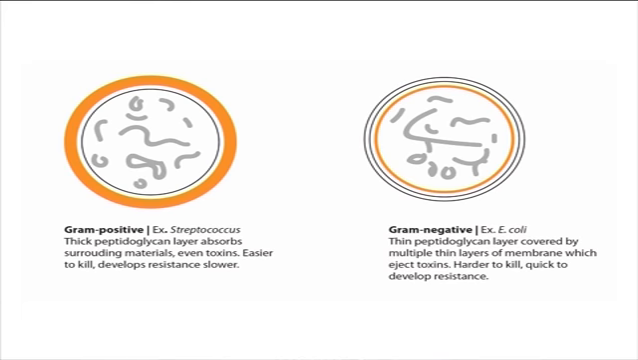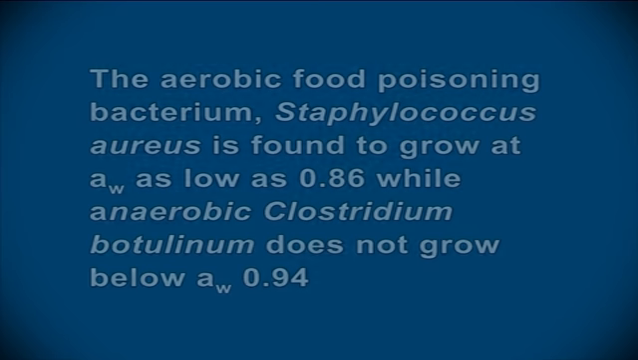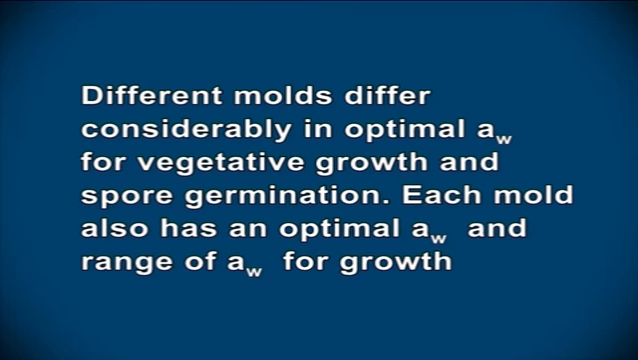Gram-negative bacteria have higher water requirements than gram-positive bacteria. Most of the food spoilage bacteria do not grow below aw 0.91, while spoilage molds can grow even at aw 0.80. The aerobic food poisoning bacterium Staphylococcus aureus is found to grow at aw as low as 0.86, while anaerobic Clostridium botulinum does not grow below aw 0.94. Different molds differ considerably in optimal aw for vegetative growth and spore germination.